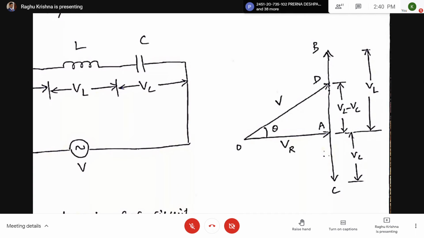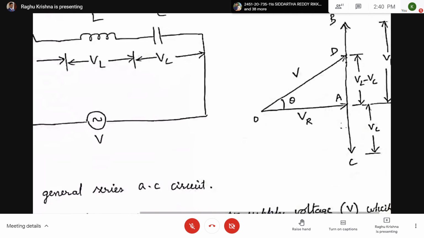So if VL is greater, we are going to get AD as positive. AD in the phasor diagram you can see will be positive. Suppose if VC is greater, you are going to get AD as negative. So here, for this case, generally inductance will be more. So here, VL is greater than VC. So here you are going to get finally theta as positive. So theta will be positive when VL is greater than VC.